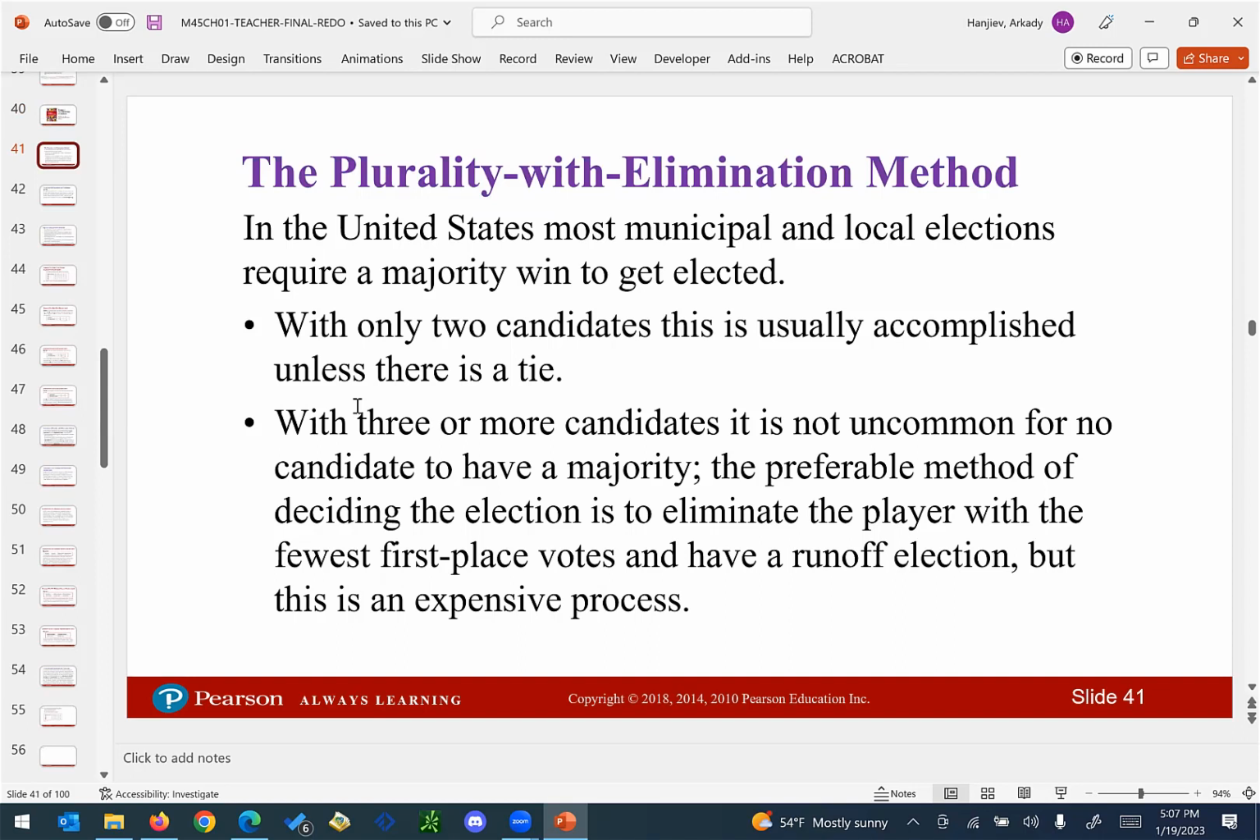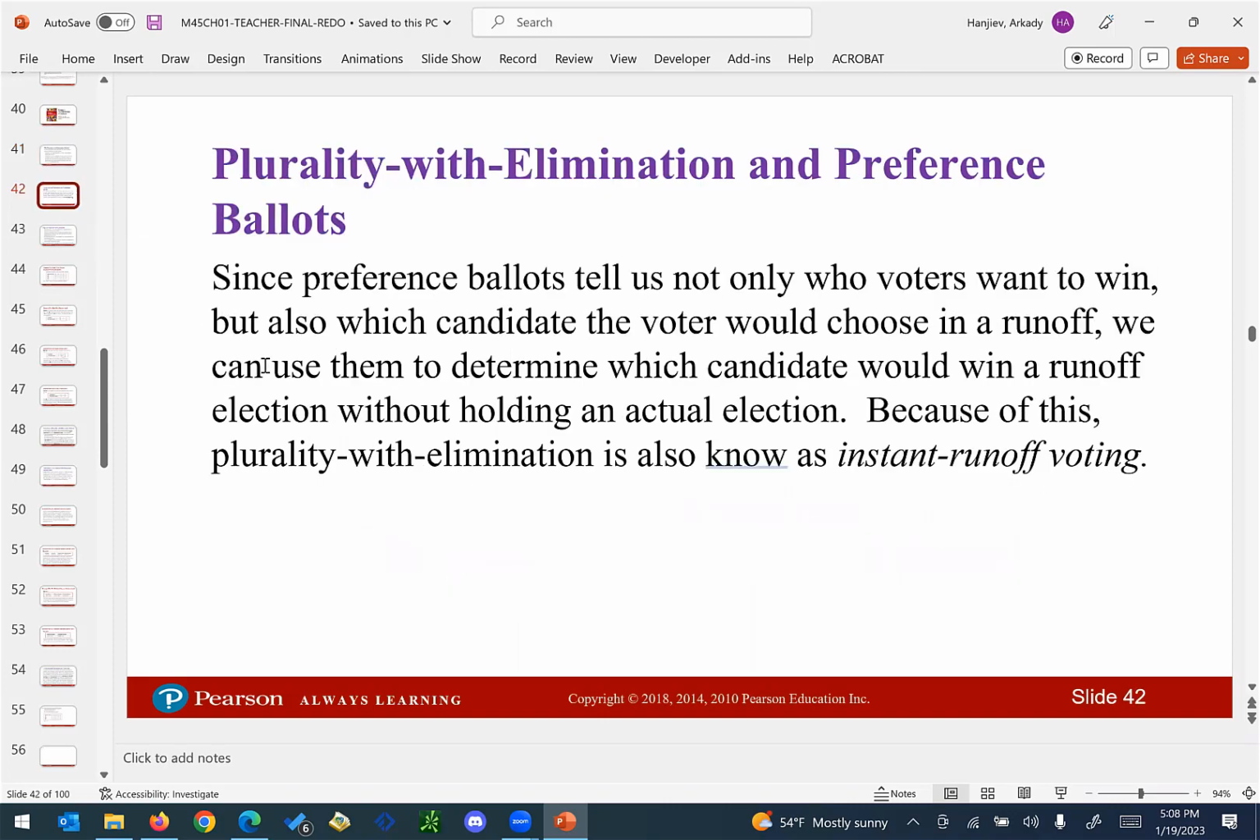In the United States, most municipal and local elections require a majority win to get elected. So only two candidates are usually accomplished unless there's a tie. I'll let you read that as you look at it. With 2 or 3 candidates, it is not uncommon for no candidate to get a majority. The preferred method is to do the plurality vote, but then have an elimination piece. Cool. So if you think about it, plurality with elimination, most elections are done this way.